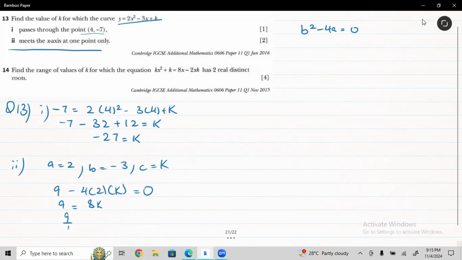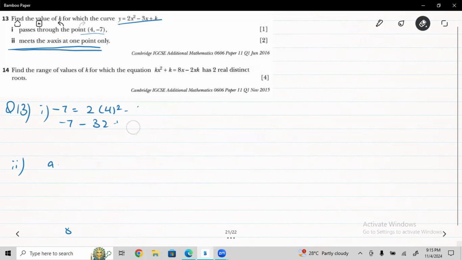So 9 is equal to positive 8k. And 9 divided by 8 is equal to the value of k when the curve meets the x-axis at one point only. That was really easy. No big thing here. They were like 3 marks for you.